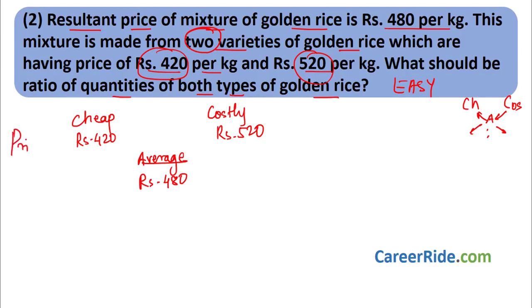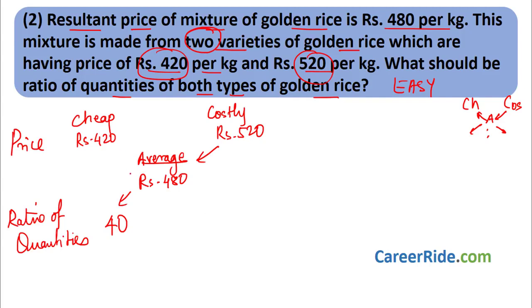This is nothing but the price. So what will we get over here? We will get the ratio of quantities. Now let us see what the ratio of quantities of the cheap to the costly golden rice is. Subtract 520 minus 480, what do we get? We will have 520 minus 480, 40.